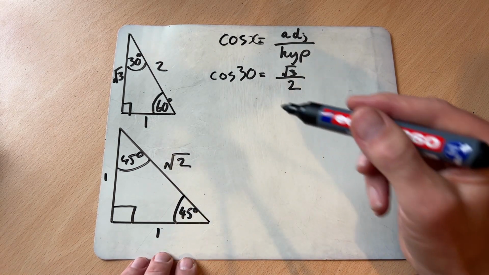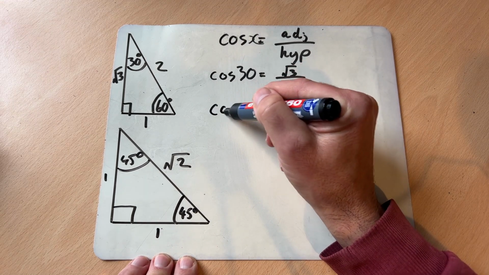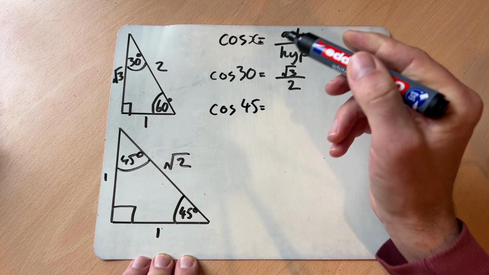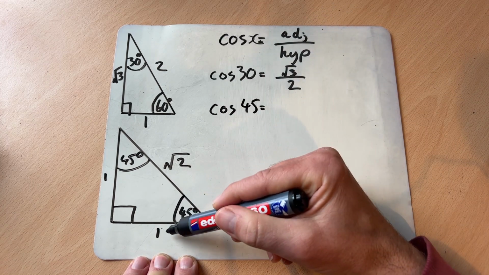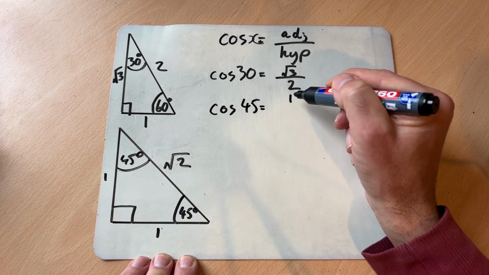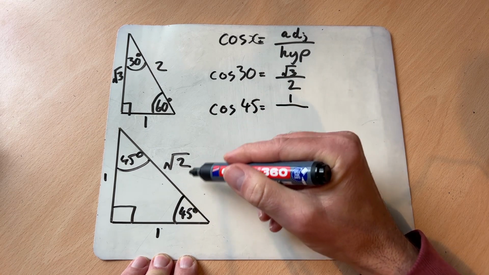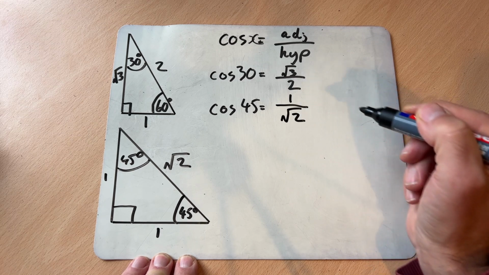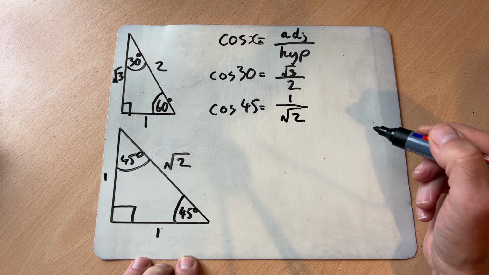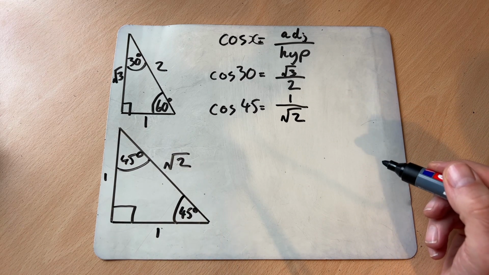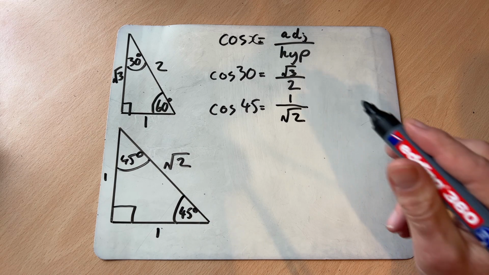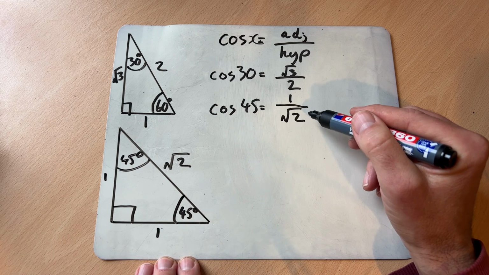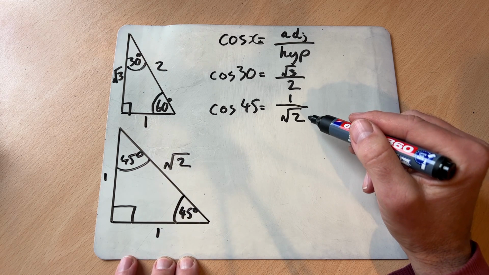So next one, cosine of 45. Well, the adjacent this time, we're down here, the adjacent is 1. And the hypotenuse for the 45 is root 2. So we've got 1 over root 2. Now, those of you who have seen the sine video will go, we've got to do a little bit more here because we don't like having roots on the bottom. We don't like having roots as a denominator. We need to rationalize them.